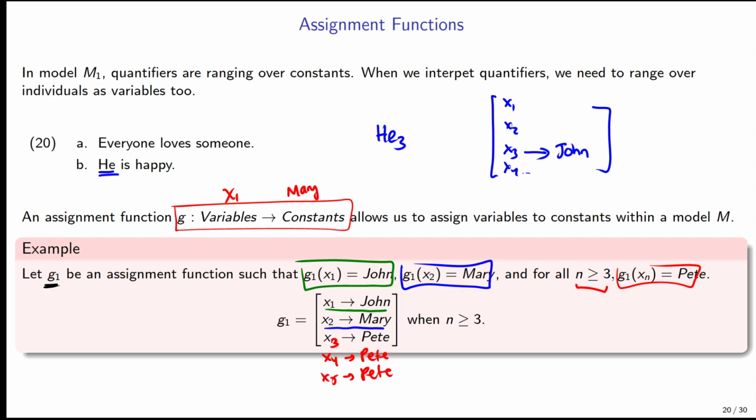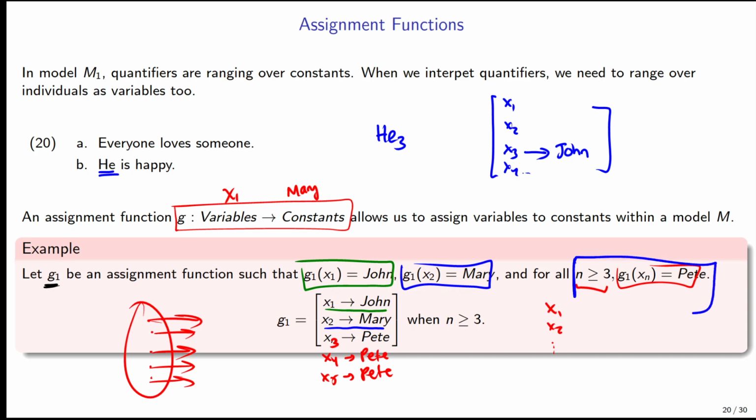And we have to specify this because, as you remember, if we have a function, everything in its domain, so if there's a million things in here, it has to go to something in its range. So, of course, if we have variables, we have an infinite number of them. We go x1, x2, and this just keeps going on and on, which means that every single one of those has to be defined, which is why we specify that if we have a number greater or equal to 3 there, they go to Pete.